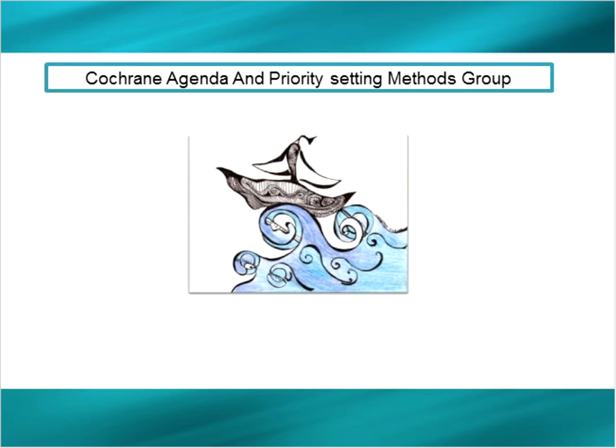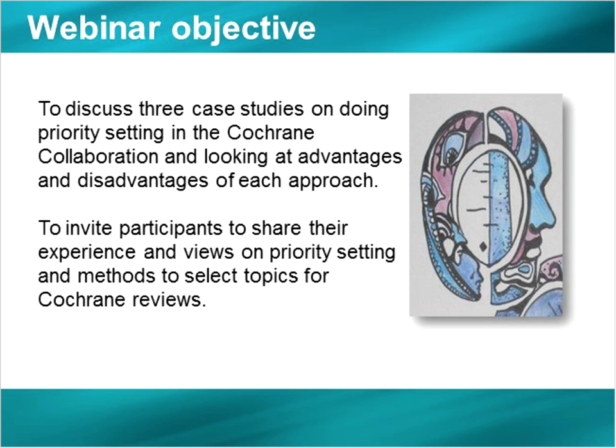We had 4 webinars this month in February, and they were organized by the Cochrane Agenda and Priority Setting Methods Group, in an attempt to communicate what is happening about priority setting in the Cochrane Collaboration. Today's session is the last webinar, and the objective is to give you some case studies of priority setting in Cochrane review groups, so that you can have a comparison of the advantages and disadvantages of each approach. And during the session, we would also ask you to share your experience and views about priority setting and selecting topics for Cochrane reviews with us.